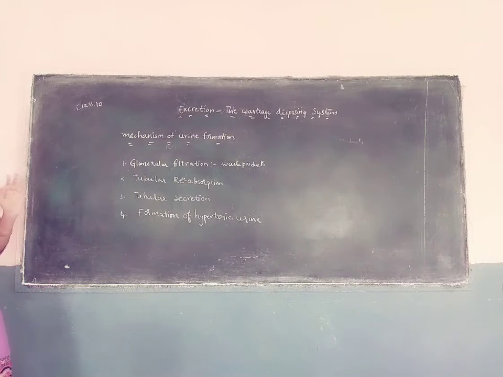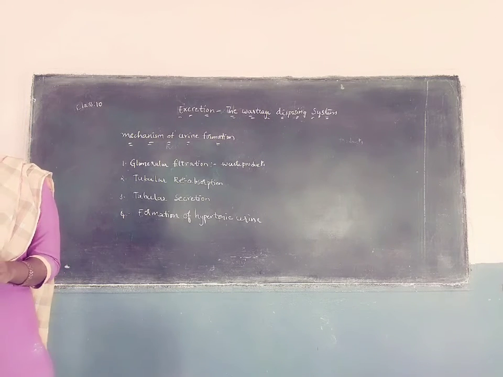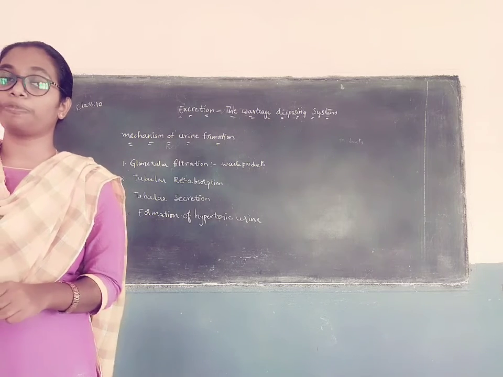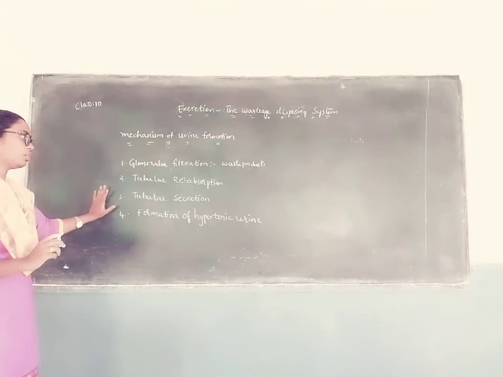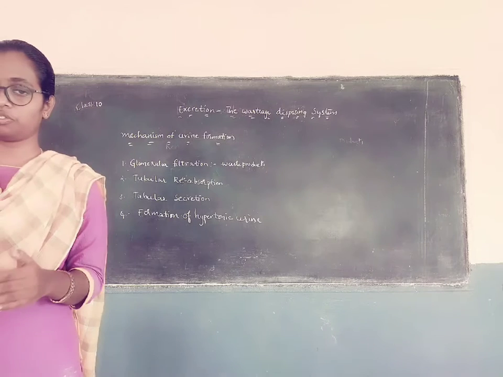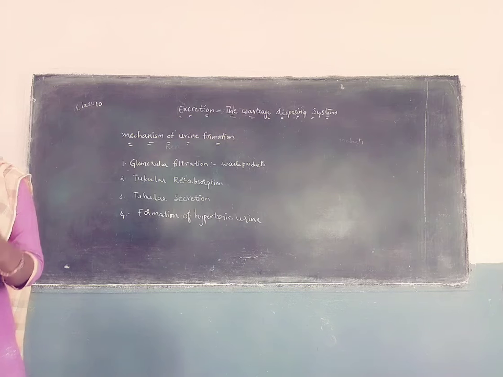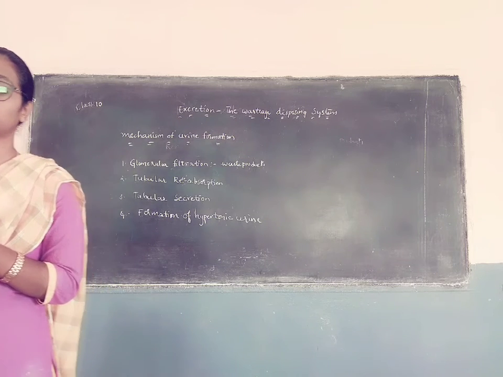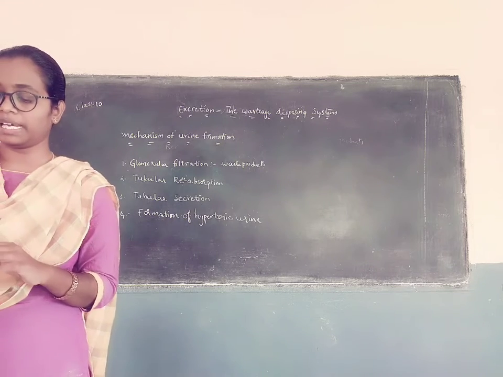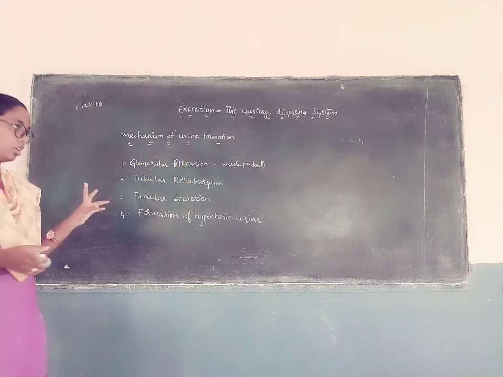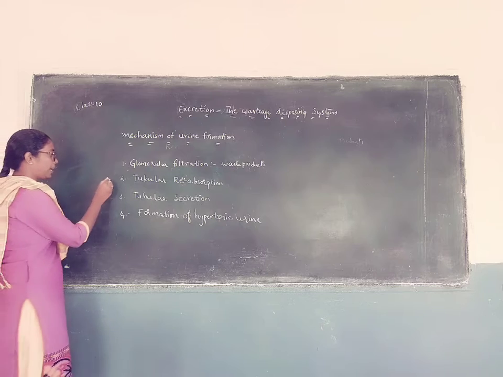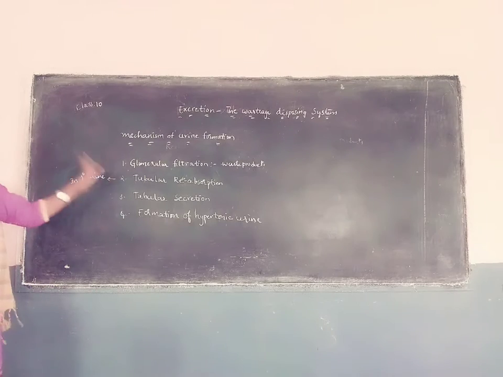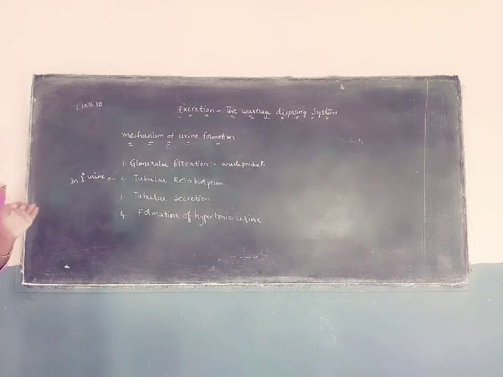Next one is tubular reabsorption. The peritubular capillaries around the PCT reabsorb the components of primary urine, that means the filtered urine, like glucose, amino acids, vitamins, potassium, calcium and sodium chlorides and 75% of water.